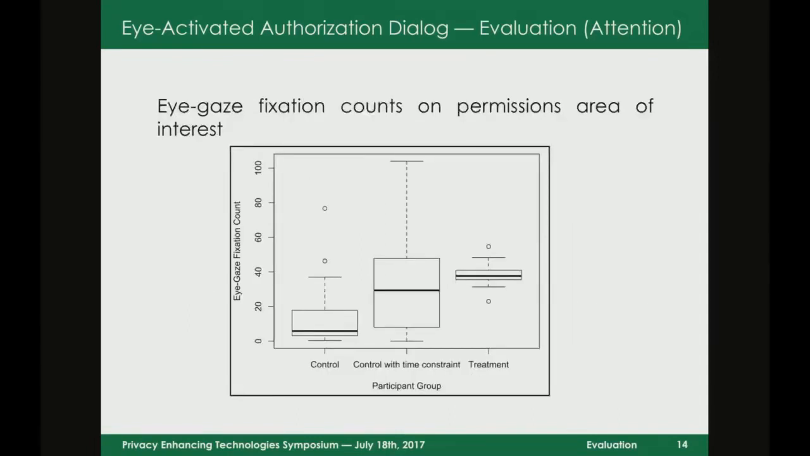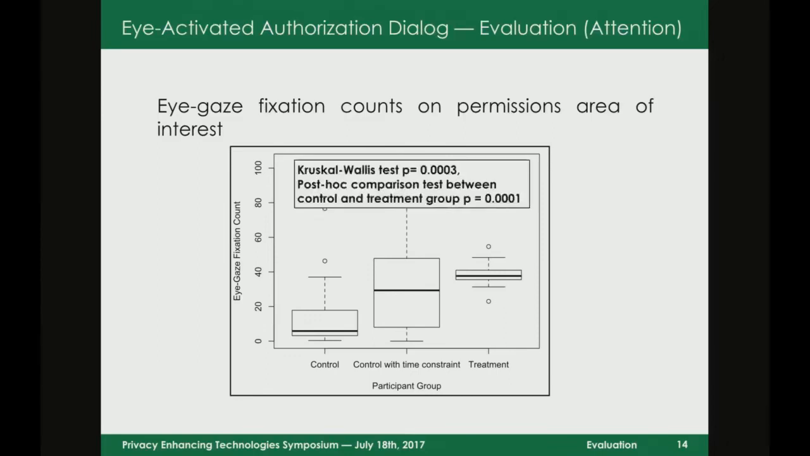We also compared the eye gaze fixation counts on the three approaches. And of course, since we were actually forcing the users to look at the permissions, our approach had significantly more eye gaze fixation counts, but then we were interested in seeing the comparison with the control group with time constraint. And again, we found there was a significant difference.